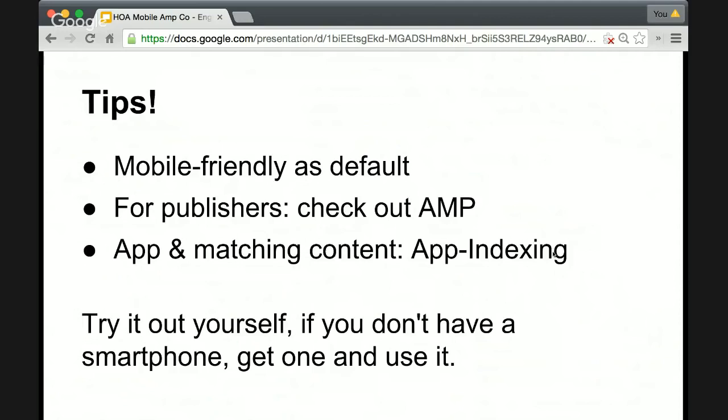If you're publishing content, I definitely check out AMP and see if that makes sense for you. If you have an app already, I check out app indexing. And in general, with all of these things, I really, really recommend that you try it out yourself.